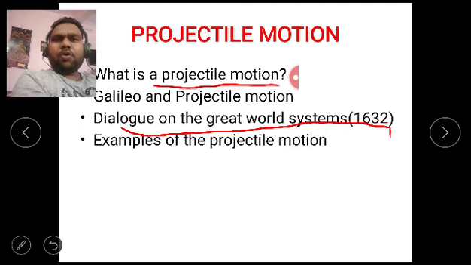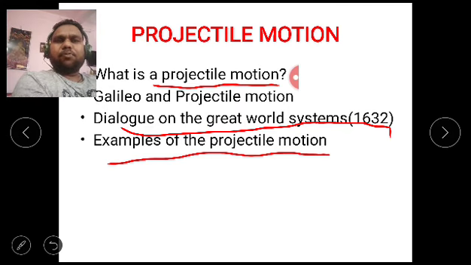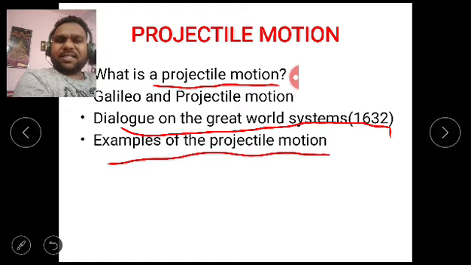So we will talk about examples of projectile motion. Suppose you are firing a bullet from a gun. After the release of the bullet from the gun, the path followed by the bullet will be projectile in nature. In fact, the path of the projectile is called its trajectory.